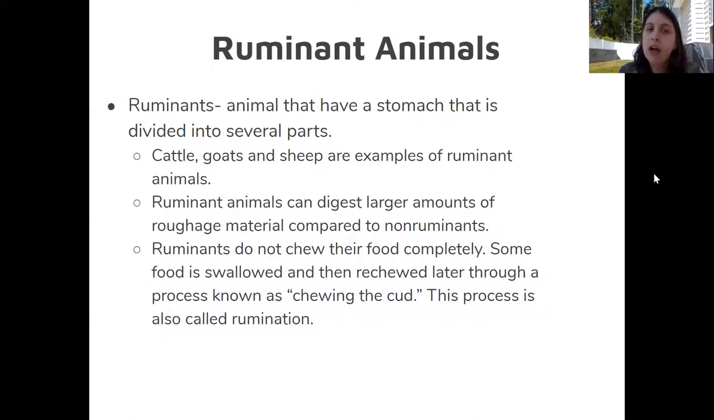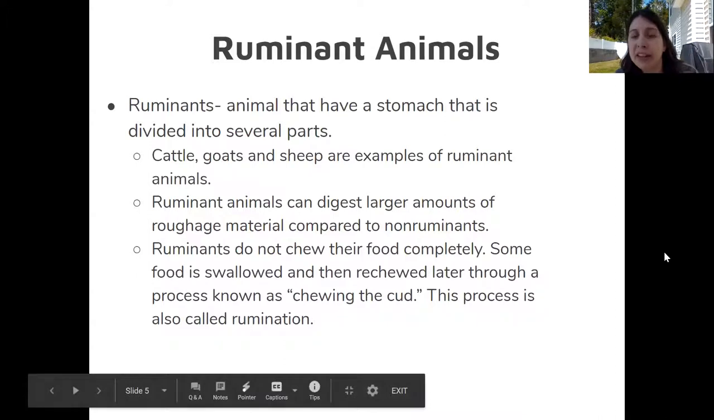A non-ruminant is typically going to be an animal that has one single simple stomach. No compartments, just one stomach, like us. We're a simple stomach animal. Pigs are also considered to be simple stomach or non-ruminants. Dogs, simple stomach, non-ruminants.